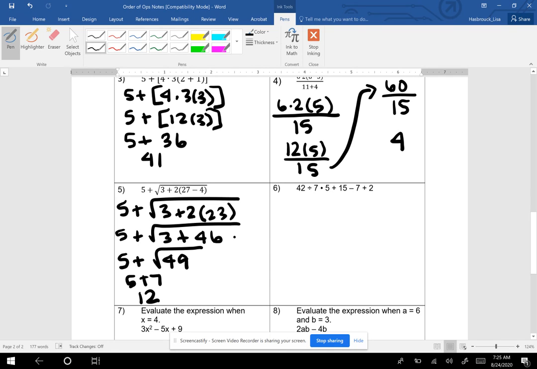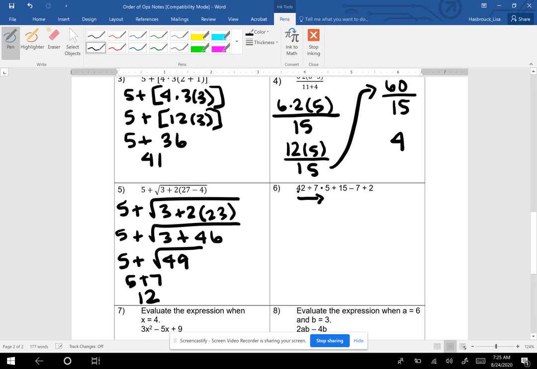Notice how I'm showing my steps the whole way down. I'm doing one step at a time and I'm showing it each time. We do expect you to show your work in the same manner. For the next one, we have a pretty lengthy problem. There's no parentheses, there's no exponents, so I jump to multiplication and division. Remember, when I do those, they're from left to right.